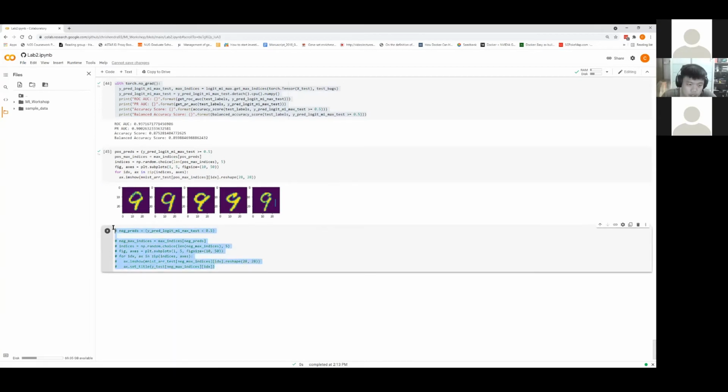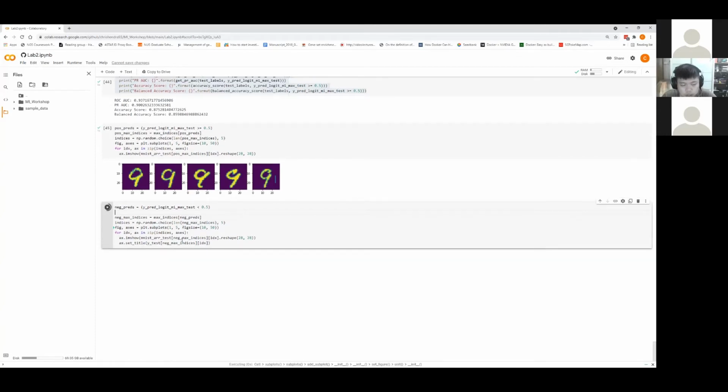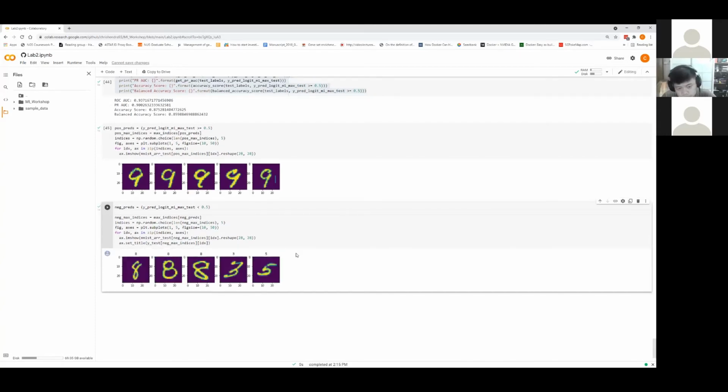So you can even look at the negative prediction, meaning what the model considers to be negative, and see which instance contributes the most. Although this is not as meaningful, you can see that among all these bags, the highest probability is never 9.